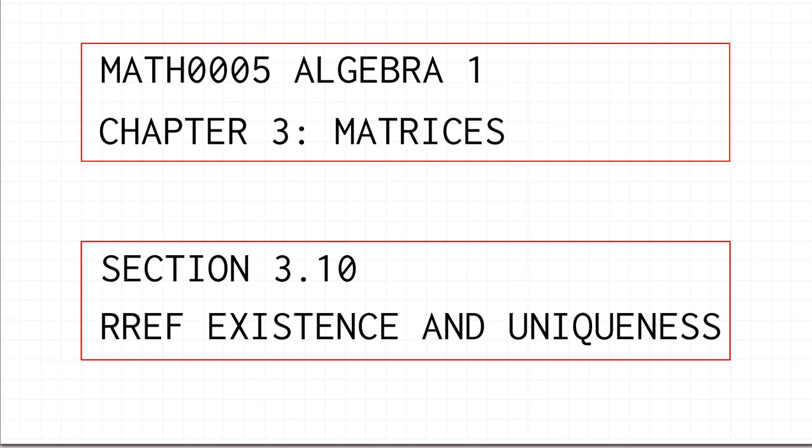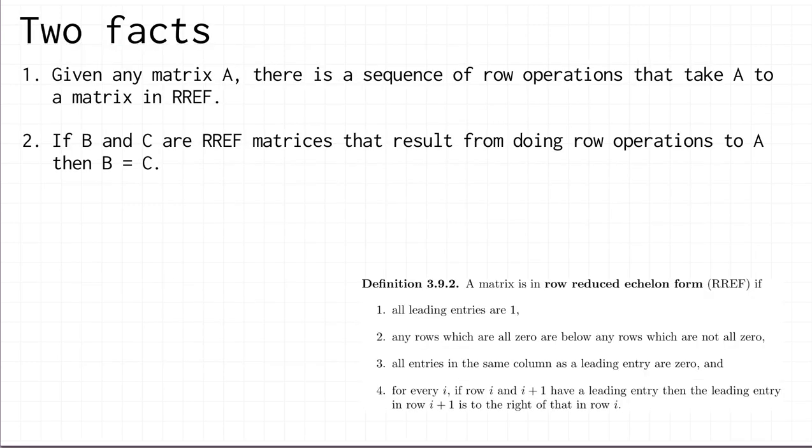In the last video, we defined what it means for a matrix to be in row-reduced echelon form. We're going to discuss two facts about row-reduced echelon form. The first is that if you've got any matrix, then you can find a sequence of row operations so that when you do those row operations to your matrix, you end up with a row-reduced echelon form matrix.